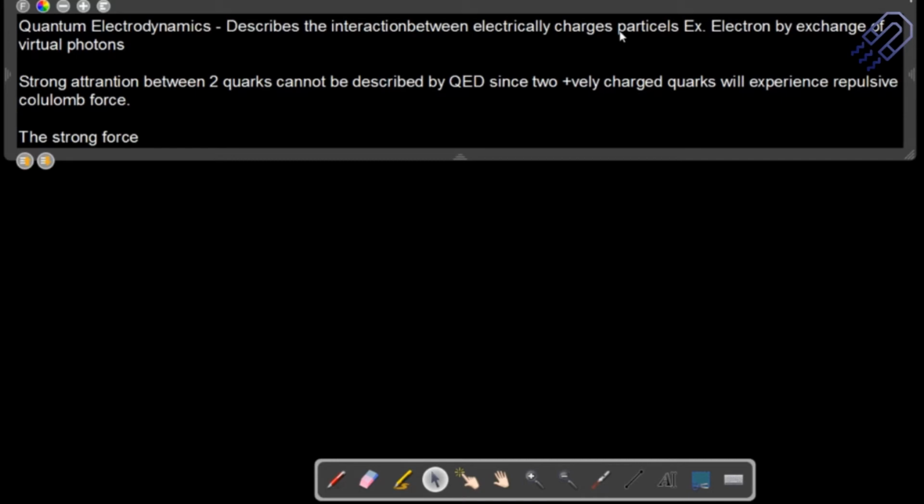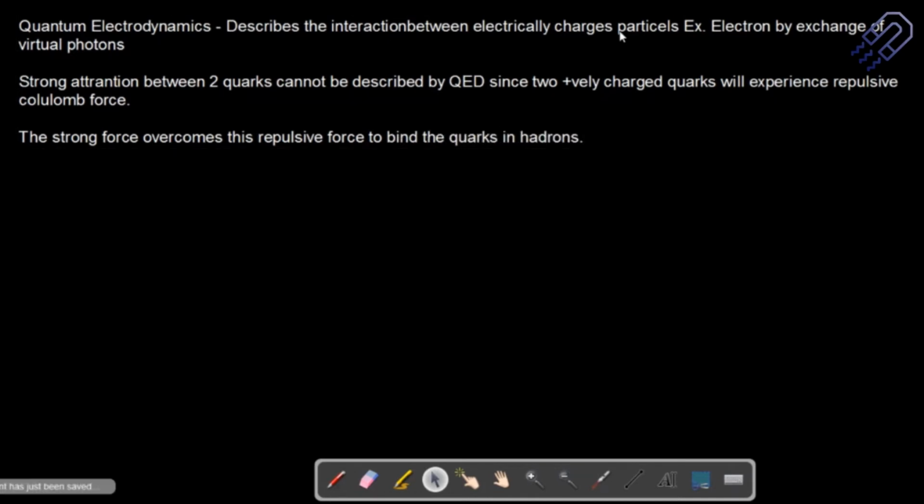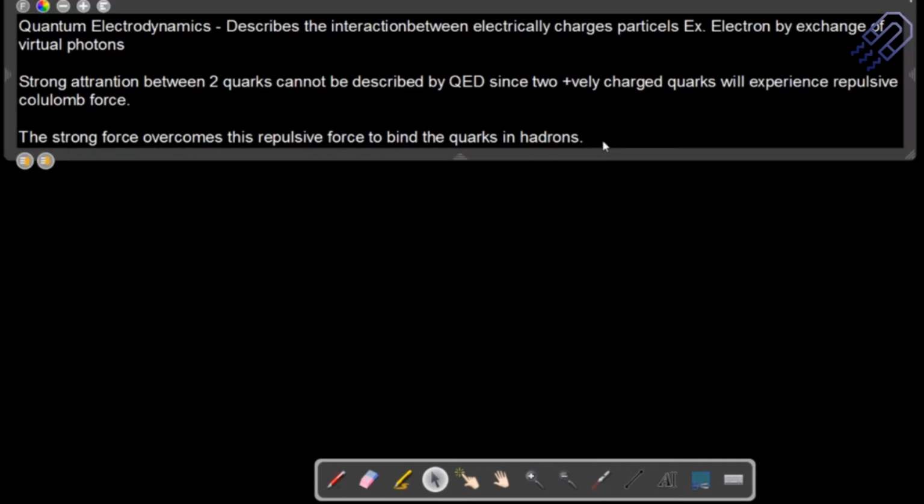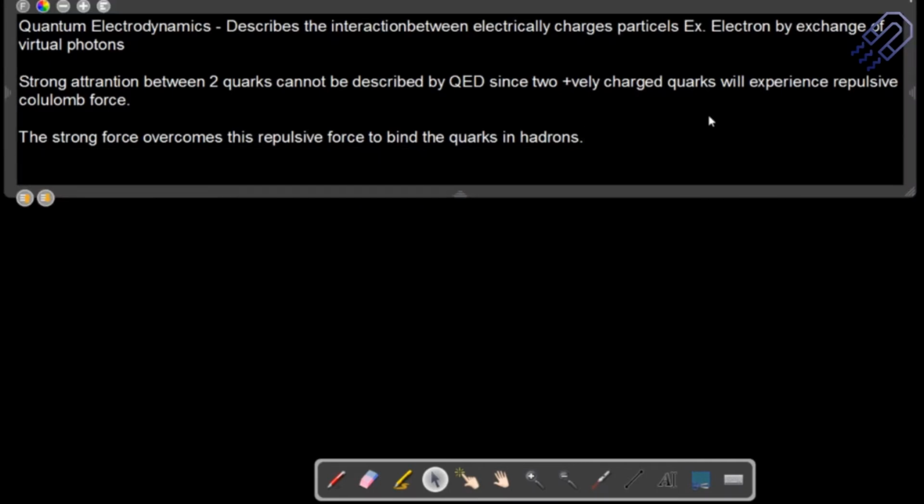The strong force overcomes this repulsive force. It's something you already know, it binds the quarks in hadrons. So the quarks are bound in hadrons, and this is done by the strong force. The so-called color charge also plays a role.